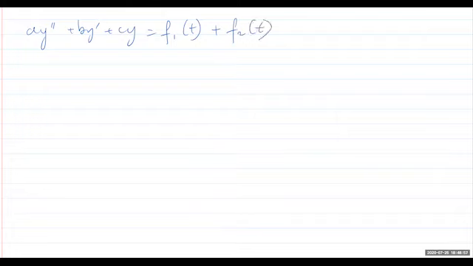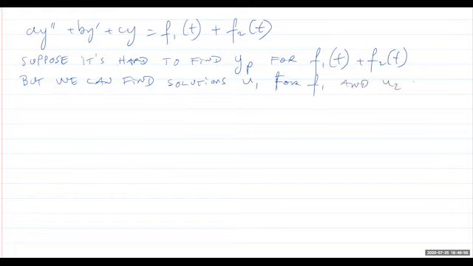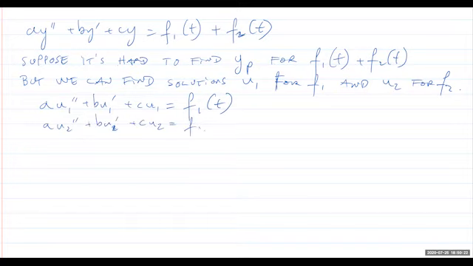Using the same method of adding things side by side, we can prove the superposition principle. Now suppose the f of t that's on the right-hand side is the sum of two functions, f1 and f2. Then it may be too hard to try to find a yp that fits both of them at the same time. And suppose that maybe it's easier to find two separate solutions, u1 that goes with the f1 and u2 that goes with the f2. u1 is a particular solution for f1, so it fits the equation with f1 on the right-hand side, and u2 fits the equation with f2 on the right-hand side.